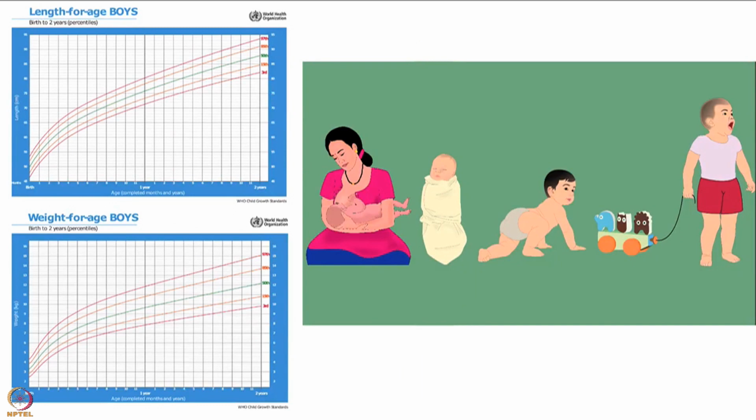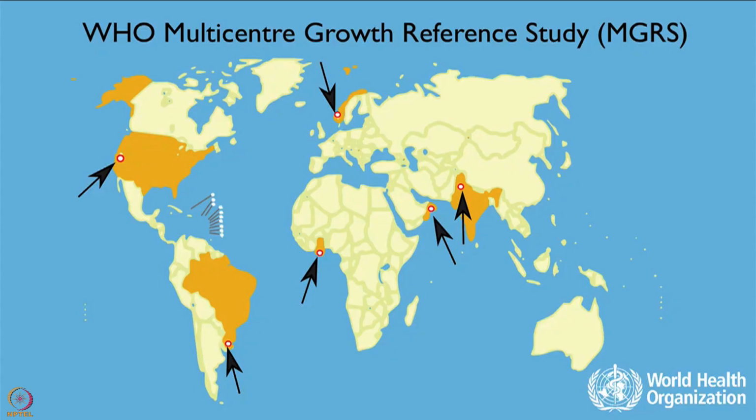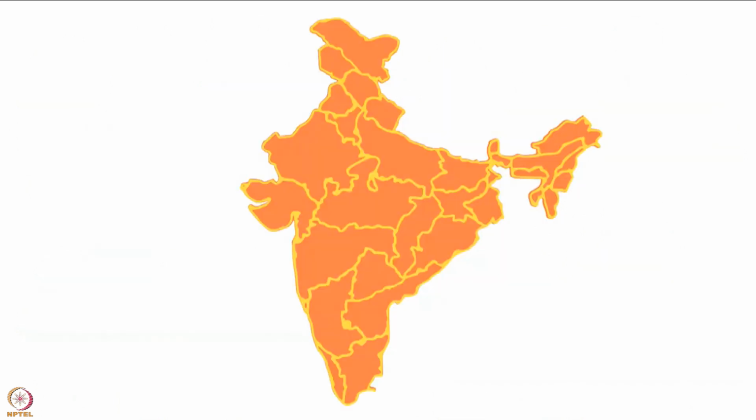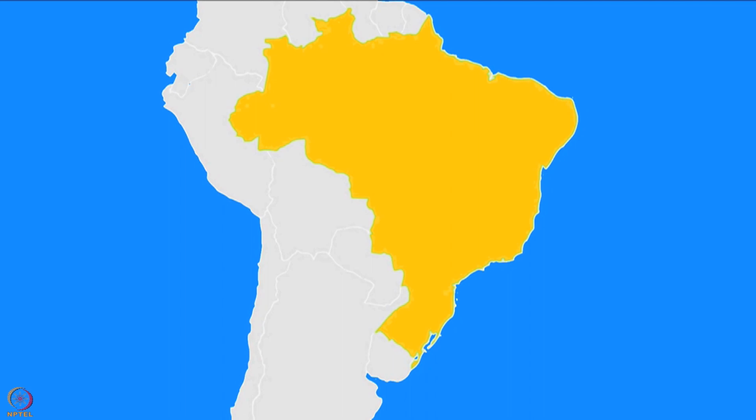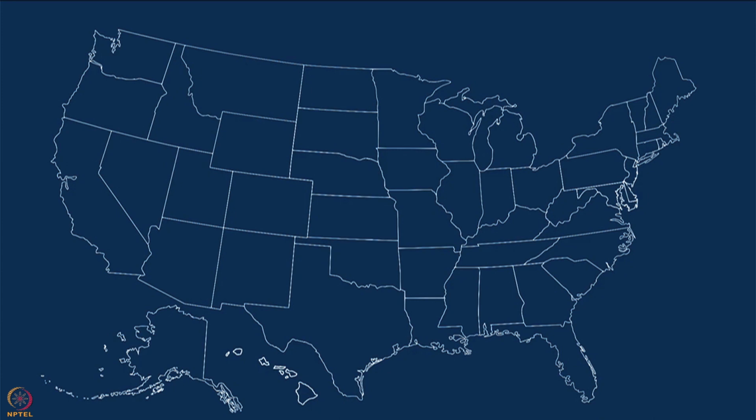They are charts designed to help you follow a child's growth. They were developed through the World Health Organization's MGRS. MGRS means Multi-Center Growth Reference Study. 8,500 selected children from 6 different countries were measured. The countries were India, Brazil, Ghana, Norway, Oman, and the USA.